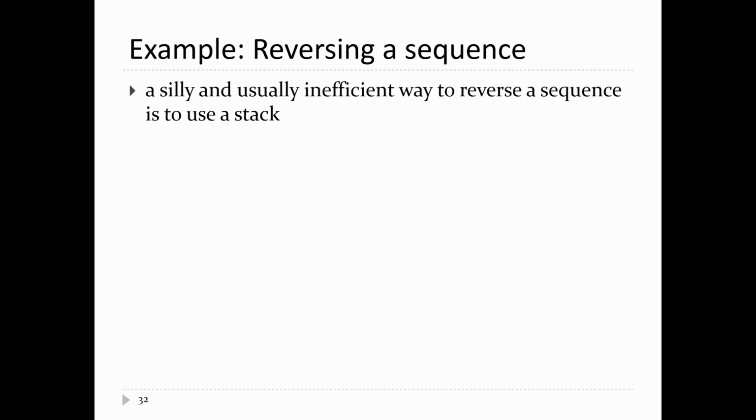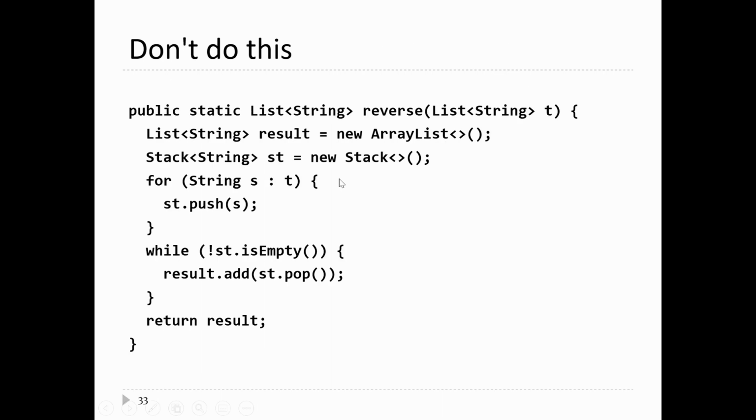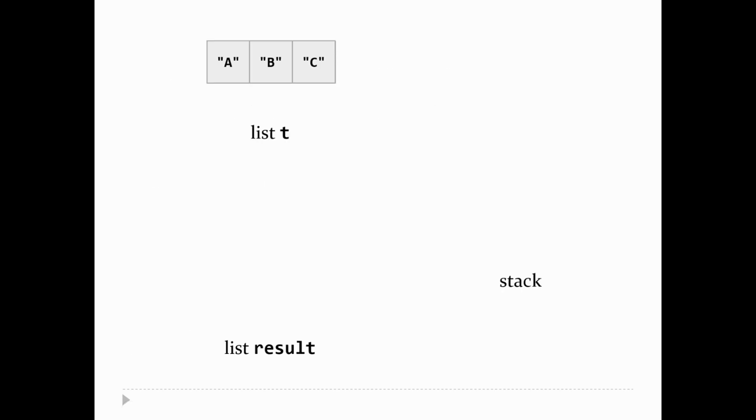So if you want to reverse a sequence, you can use a stack. So don't do it this way, but you could use one. I'm going to show you the picture first, and then we'll come back to the algorithm. So if I want to reverse that list T, then one way to do it is to use a stack. So the way you do it is you take the elements of the list, and you just push them onto a stack. So I push the A onto the stack, I push the B onto the stack, I push the C onto the stack. You should know that a stack is a last in, first out, LIFO data structure. So the last thing you push onto the stack, that's the first thing that comes out.